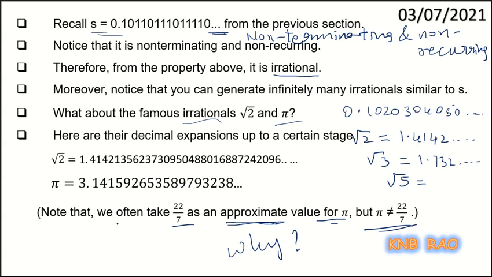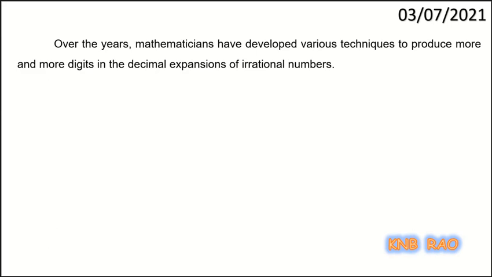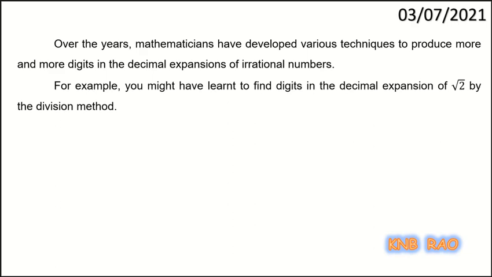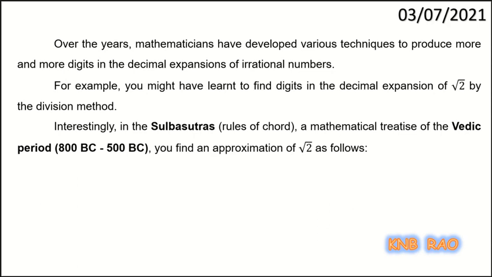Okay? Let me tell you interesting facts about this pi. Over the years, mathematicians have developed various techniques to produce more and more digits in the decimal expansion of irrational numbers. For example, you might have learned to find the digits in the decimal expansion of root 2 by the division method, in your class 8 you have done it. Interestingly, in Vedic mathematics, somewhere in the Vedic period, 800 BC to 500 BC, that is before Christ, that means more than 2500 years ago, which is a very old age.